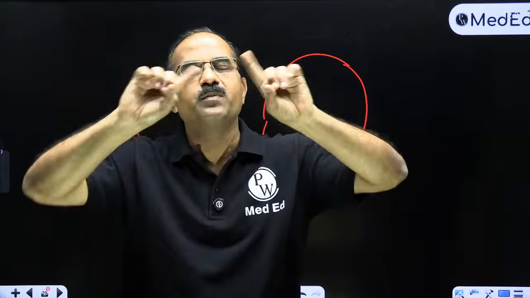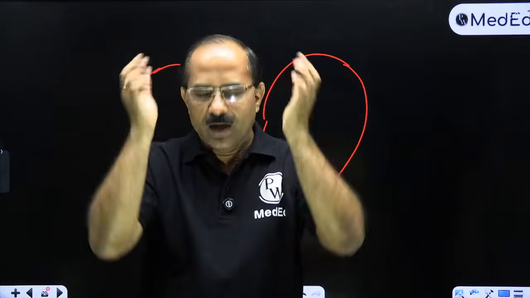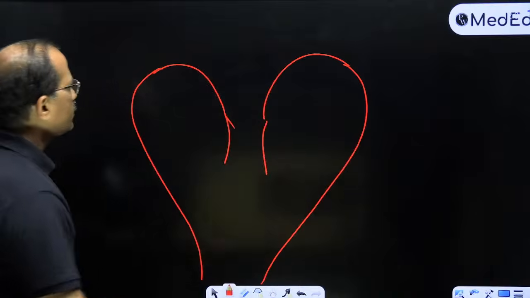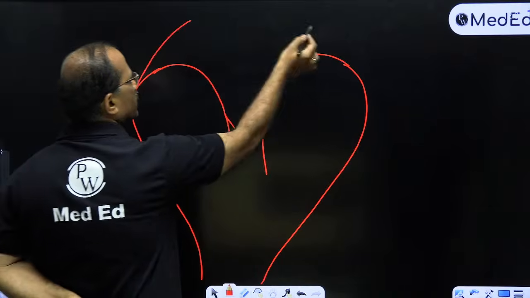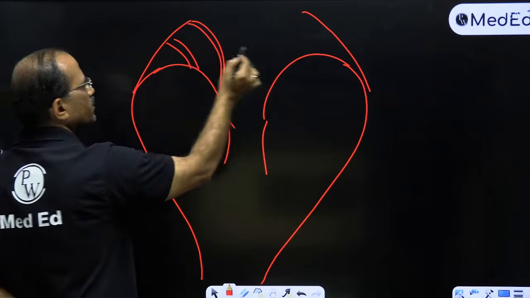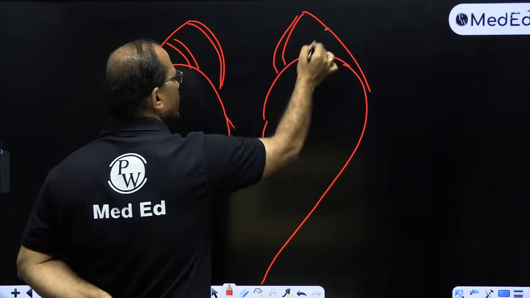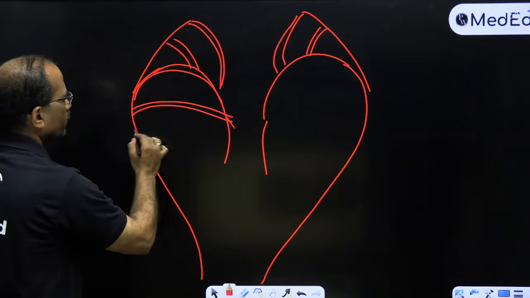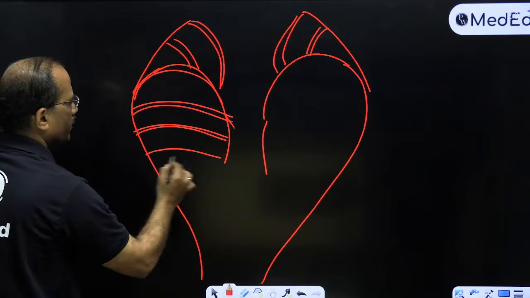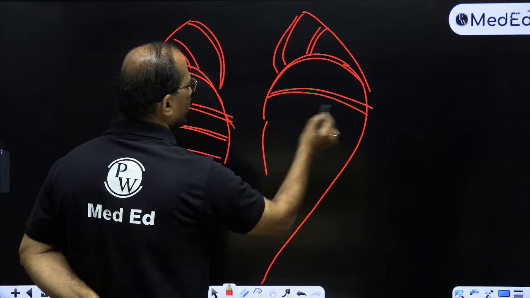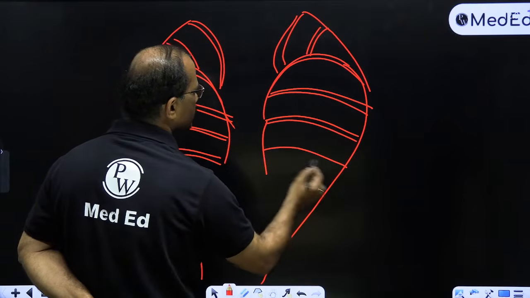हर एक arch में there's an artery of the arch. हर एक arch की अपनी artery होती है, ठीक है? Now you tell me, this is the first arch artery. ये first arch artery है, ये second arch artery है. This is the third arch artery, fourth arch artery, fifth and sixth arch artery. 6 aortic arch arteries होती हैं.